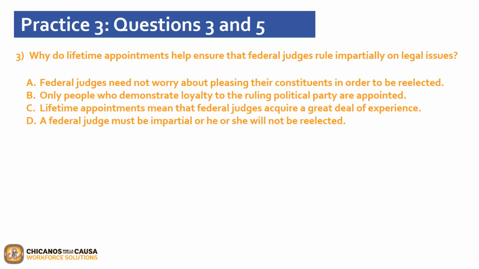Okay, let's start with question 3. Why do lifetime appointments help ensure the federal judges rule impartially on legal issues? Let's look at our options. A. Federal judges need not worry about pleasing their constituents in order to be reelected. B. Only people who demonstrate loyalty to the ruling political party are appointed. C. Lifetime appointments mean that federal judges acquire a great deal of experience. D. A federal judge must be impartial or he or she will not be reelected.